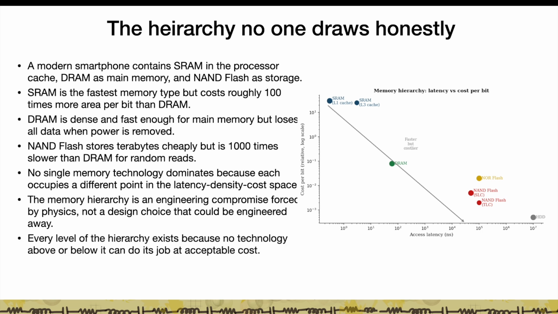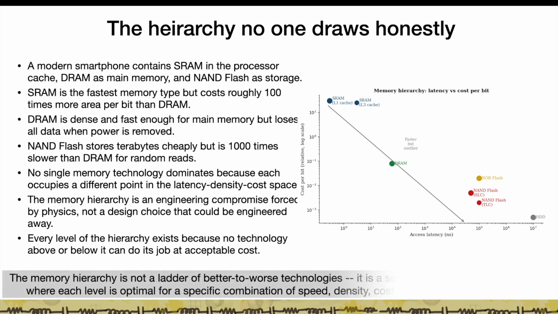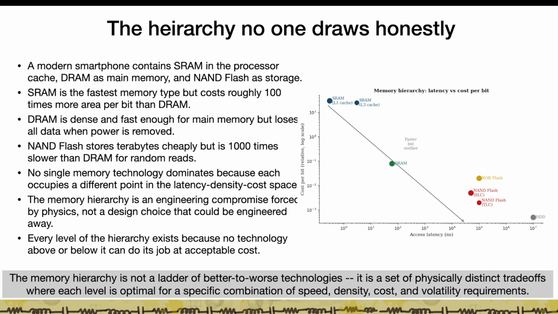Your phone has all of these simultaneously because each level is doing a job the others can't. The processor's SRAM cache absorbs the latency mismatch between the CPU and the DRAM. The DRAM holds the working set of active applications. The NAND flash stores everything else persistently, cheaply, and non-volatilely. Take any one of those levels out, and the system either becomes impossibly expensive or impossibly slow.